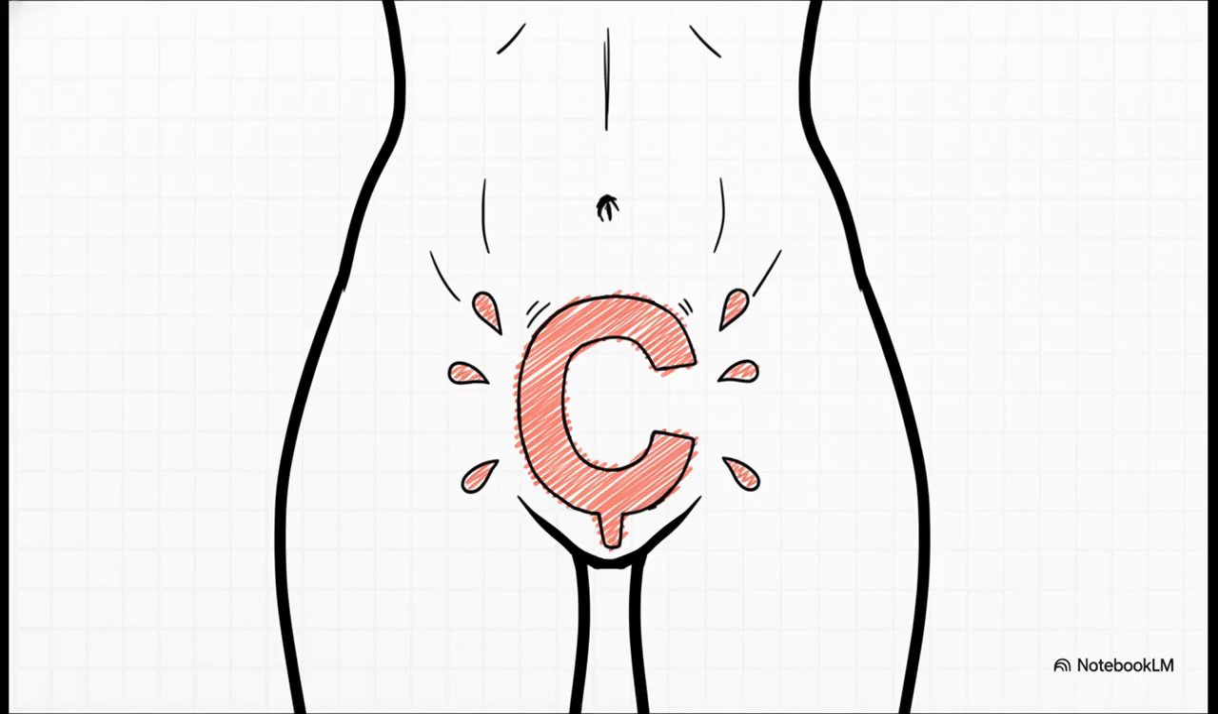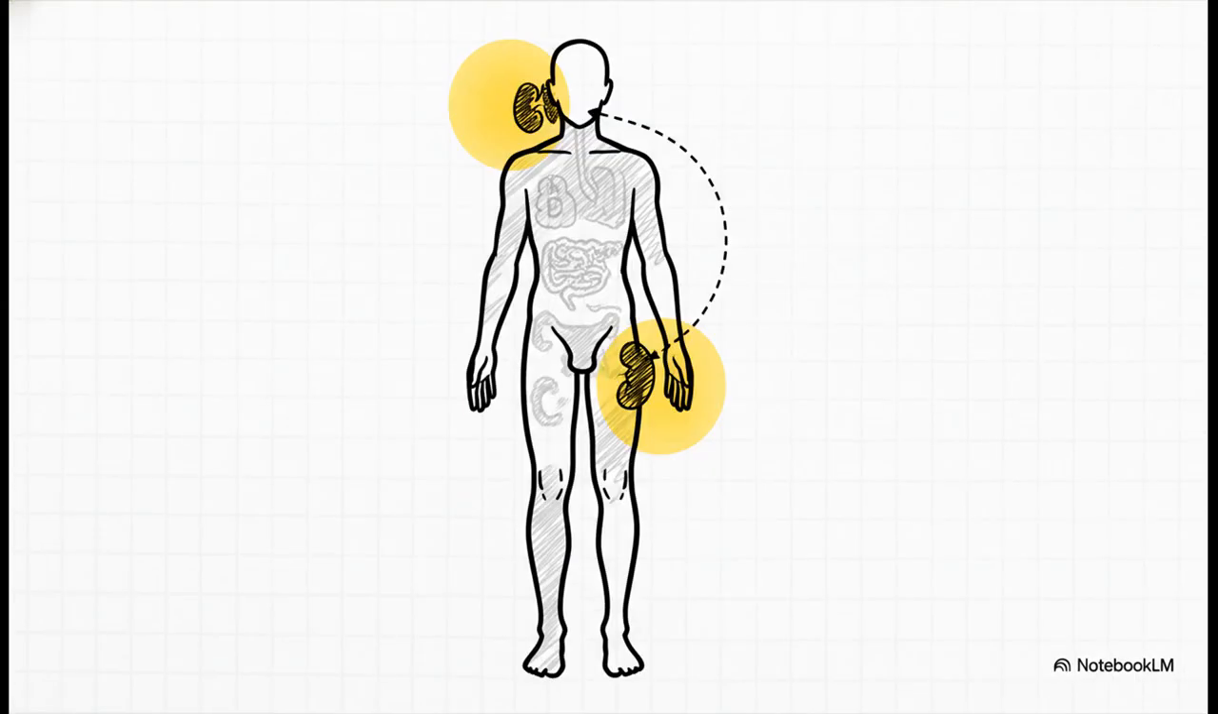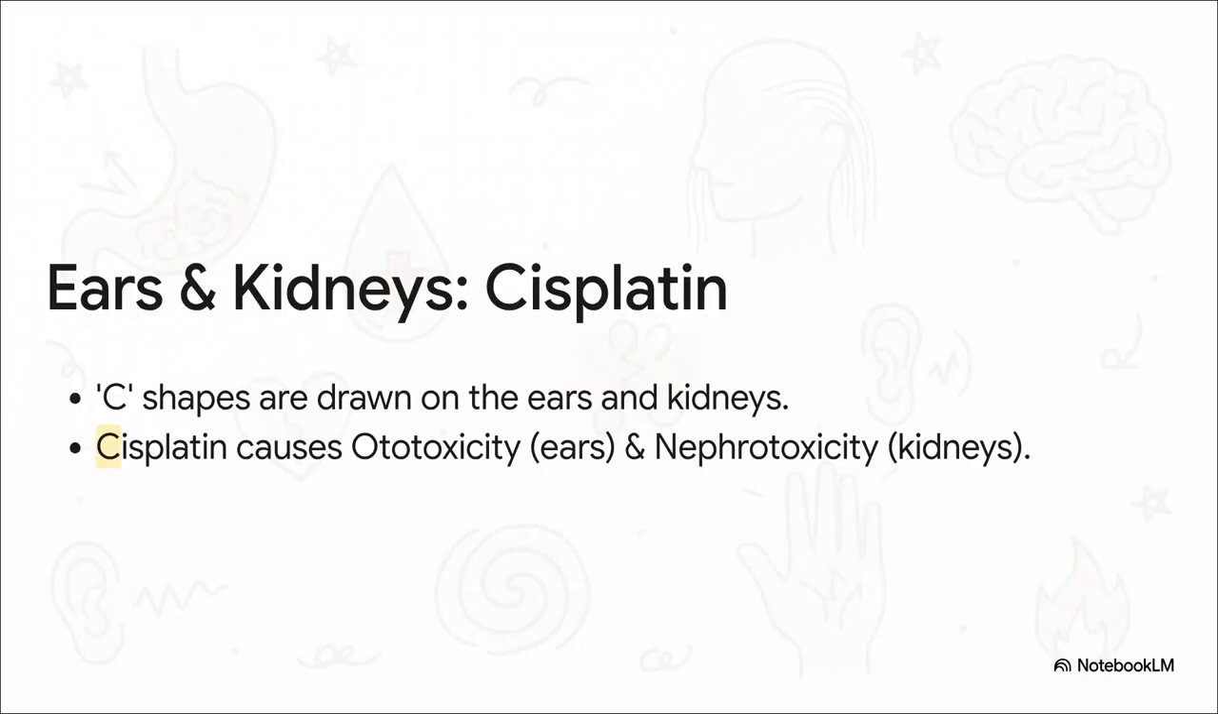That's your trigger. Okay, so next up, we've got a drug that's a real two-for-one deal when it comes to toxicity. So we're going to mark both spots on our figure. We're talking about the ears and the kidneys. This one's actually genius. We're going to put little C shapes on both the ears and the kidneys of our figure. This C is for cisplatin, which can cause both ototoxicity, that's ear toxicity, and nephrotoxicity, which is kidney toxicity. One drug, two big side effects, and now you won't forget either.